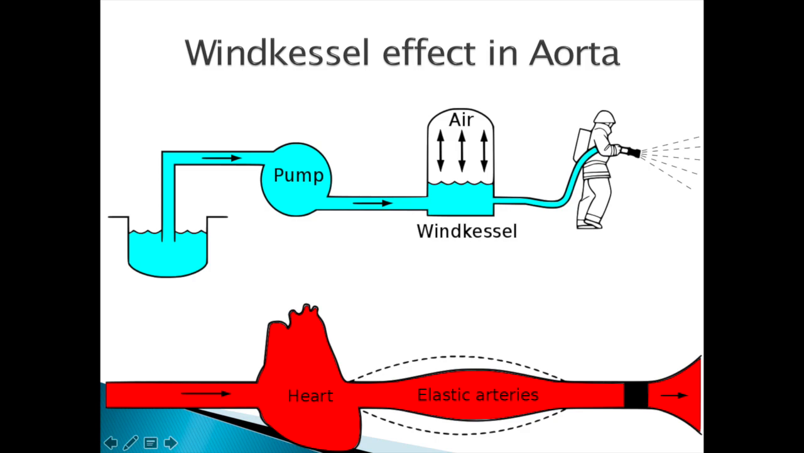This is known as the Windkessel effect. This is the reason why the pressure does not drop when the valves are open. So the ventricles are contracting, blood pressure goes to 120. This is the action of the aorta, which is an elastic structure.